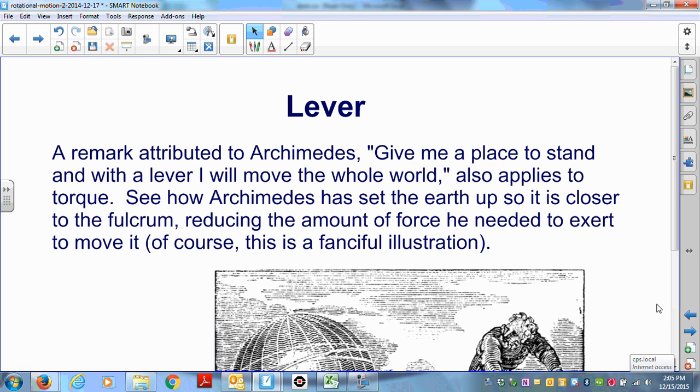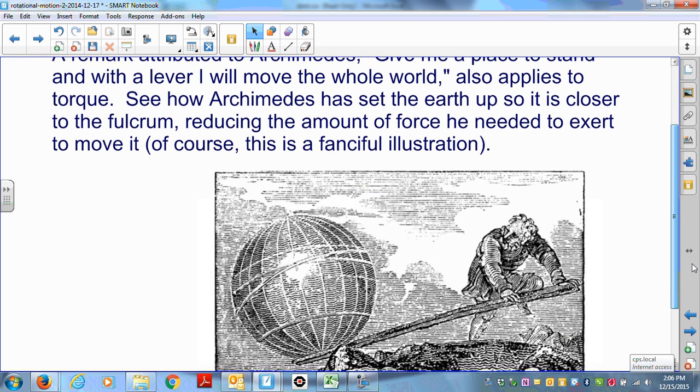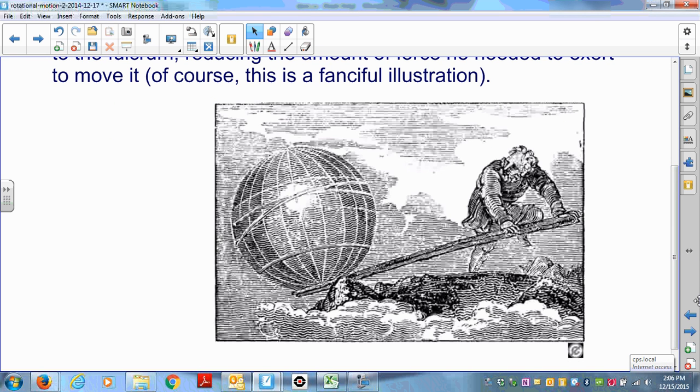Okay, in this video we're going to talk about levers. A remark attributed to Archimedes is, "Give me a place to stand, and with a lever I will move the whole world." This also applies to torque. See how Archimedes has set the earth up so it is closer to the fulcrum, reducing the amount of force he needed to exert to move it. Of course, this is just an illustration.